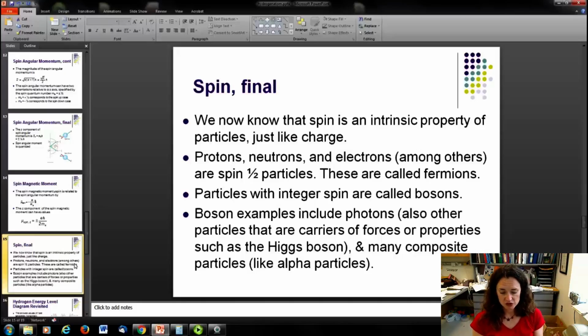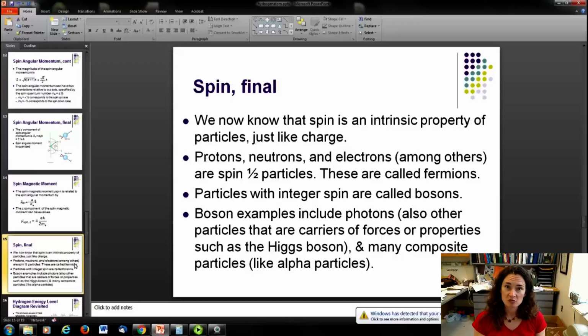So since protons, neutrons, and electrons make up all the atoms that we deal with on a day-to-day basis, ordinary matter is all made up of what are called fermions. Fermions are a class of particles that are spin 1/2 particles. There are particles that are integer spin. Those are usually exchange particles. Don't worry, we'll talk about it later. Anyway, integer spin particles are called bosons. Bosons can be photons. We'll talk more about that in a second. And then other particles that are carriers of force, like the Higgs boson. You might have heard of that one.